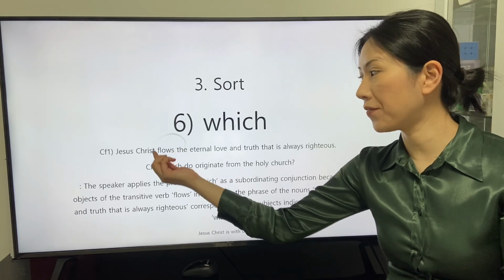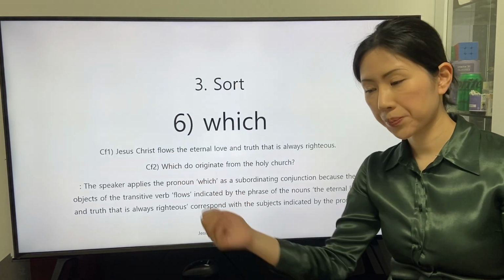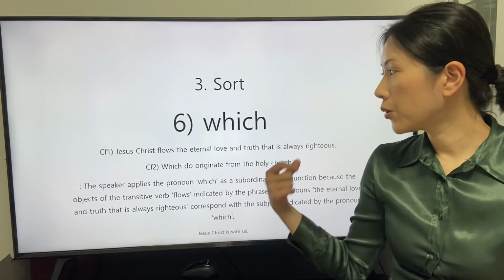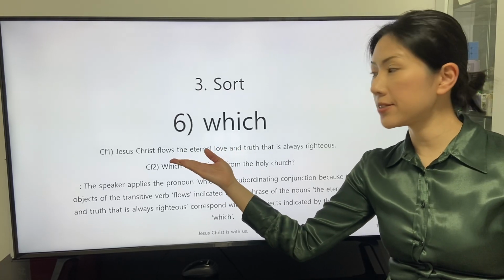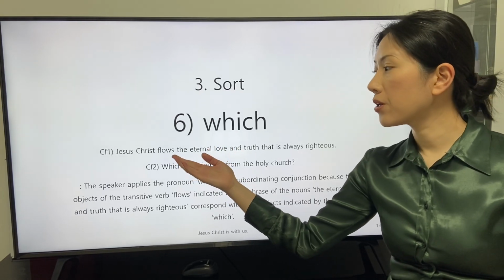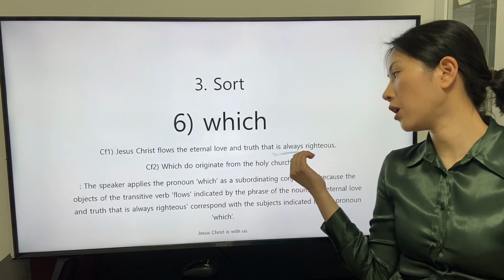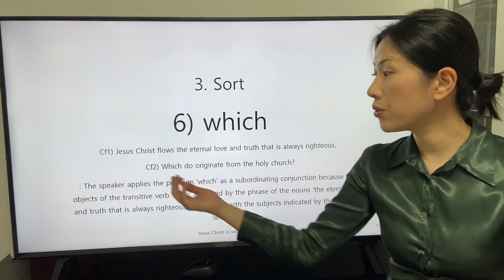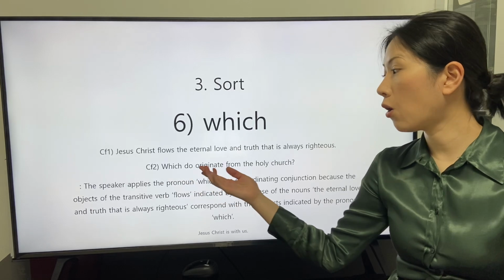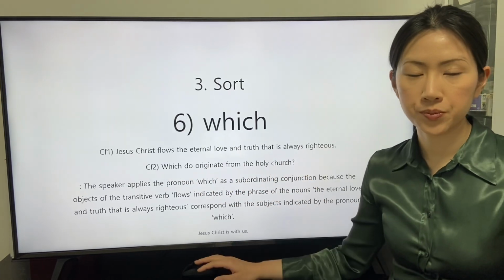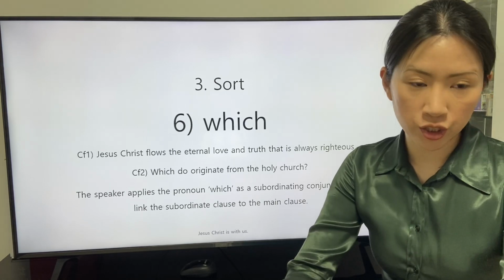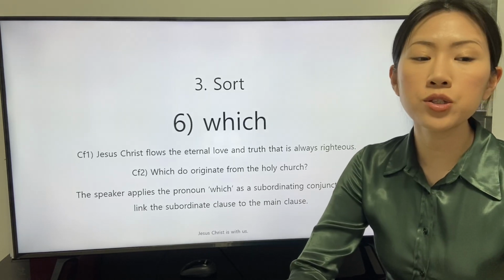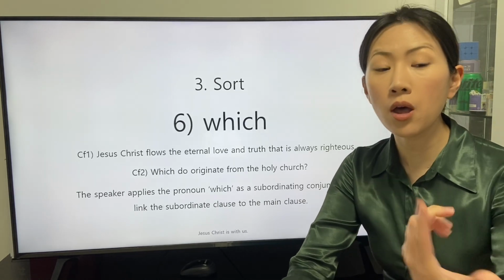The speaker replaces the object of the transitive verb flows, the eternal love and truth that is always righteous, with the subordinate clause, which originates from the Holy Church. The speaker applies the pronoun which as a subordinating conjunction to link the subordinate clause to the main clause.